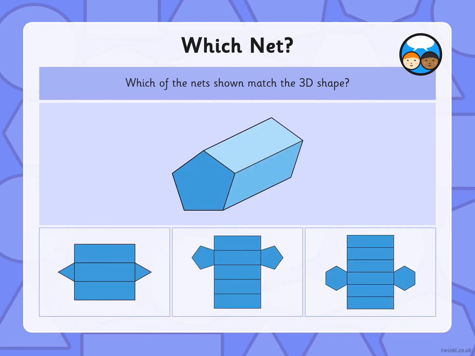Okay, here we've got another prism. I would just like you to look at the end of the prism on this 3D shape. How many sides have we got? We've got 1, 2, 3, 4, 5. So think about a 2D shape that has 5 sides. We've got a pentagon. Okay, so we call this a pentagonal prism.